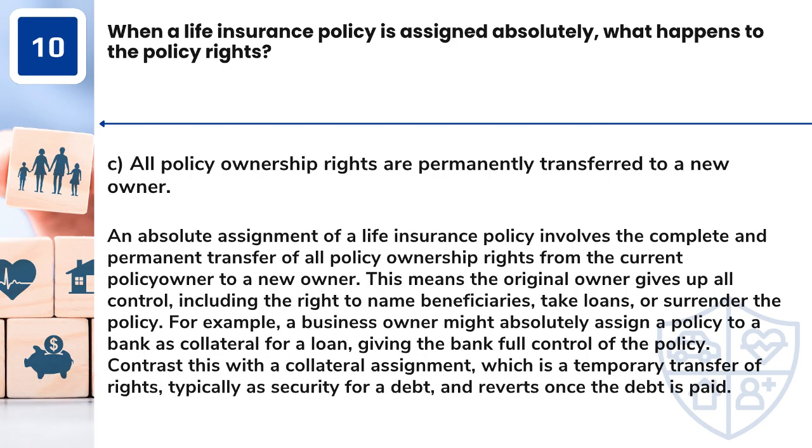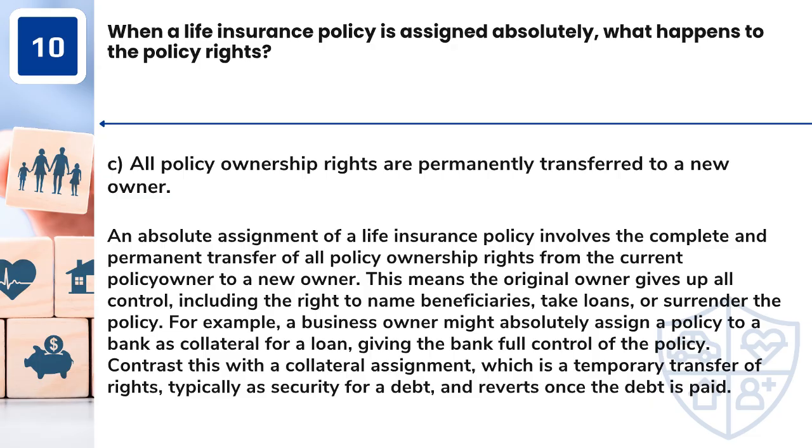Answer: C. All policy ownership rights are permanently transferred to a new owner. An absolute assignment of a life insurance policy involves the complete and permanent transfer of all policy ownership rights from the current policy owner to a new owner.